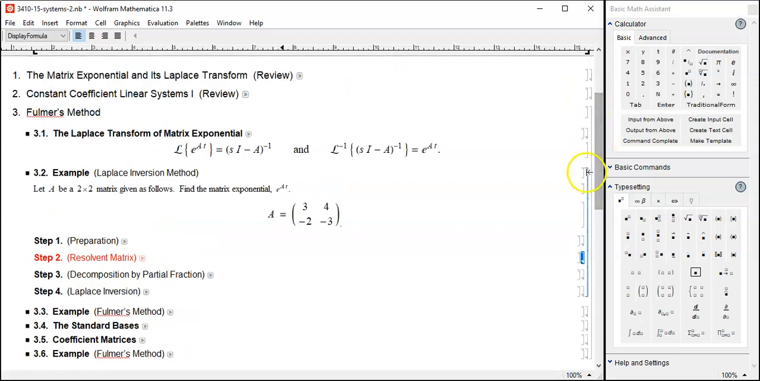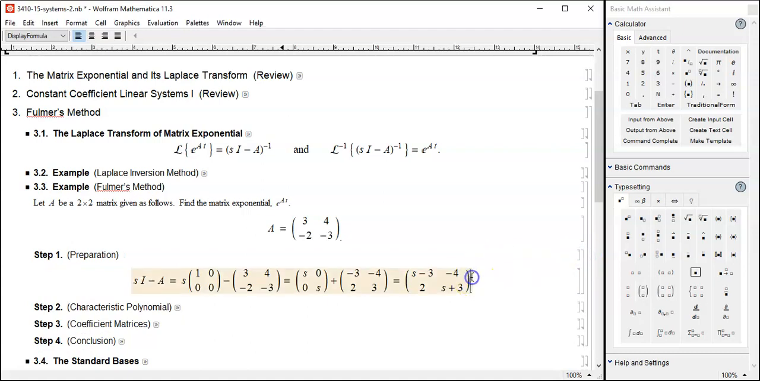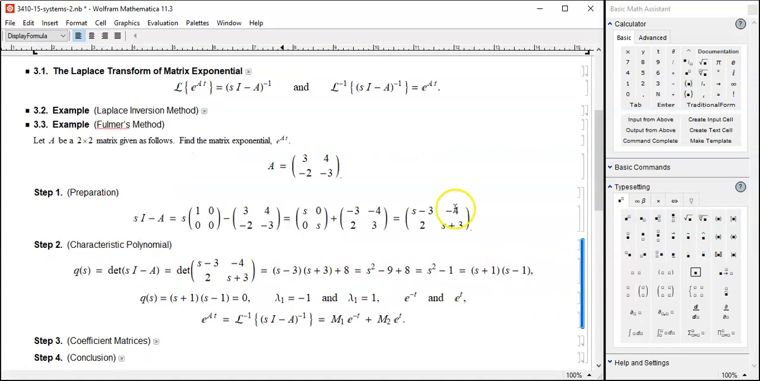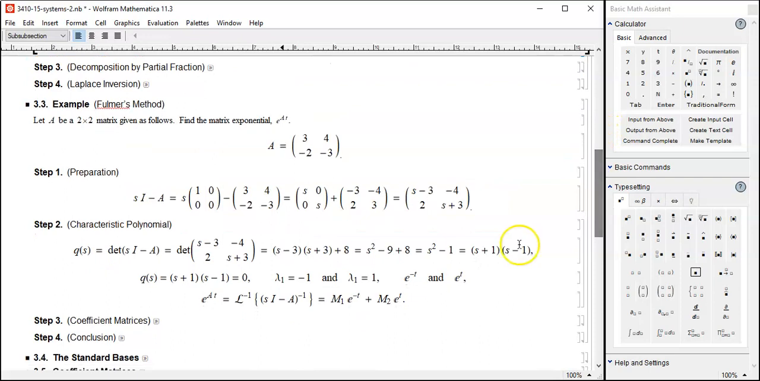Let me show you that with this same example here. Same preparation, okay? And then let's find out not the inverse, because that's a difficult computation, but just the denominator only. So the determinant of this resolvent matrix, which we call the characteristic polynomial, and let's calculate that. Same thing, AD minus BC, crisscross. Simplify, we get the same as before, s plus 1, s minus 1.